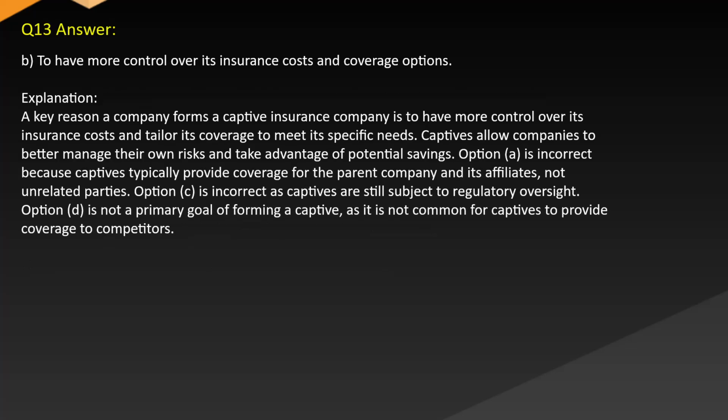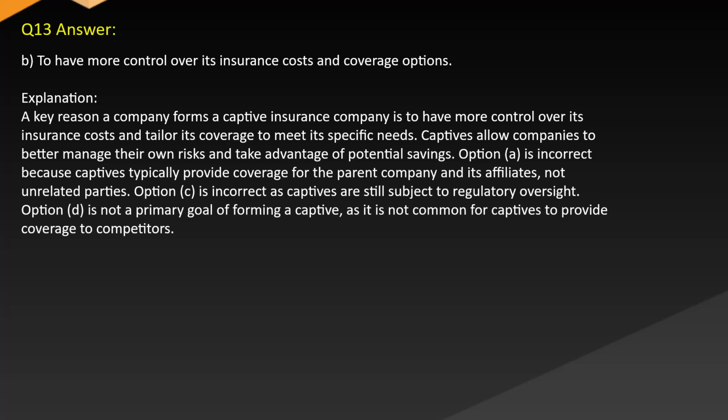Answer: B. To have more control over its insurance costs and coverage options. Explanation: a key reason a company forms a captive insurance company is to have more control over its insurance costs and tailor its coverage to meet its specific needs. Captives allow companies to better manage their own risks and take advantage of potential savings.